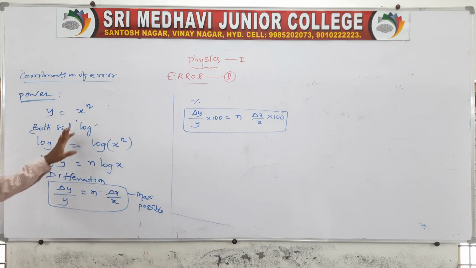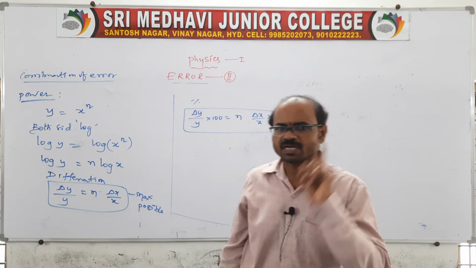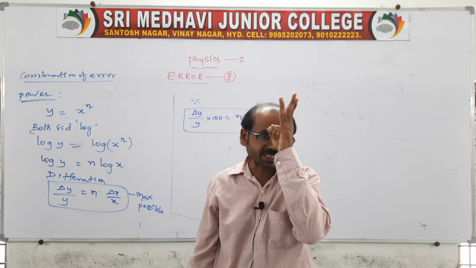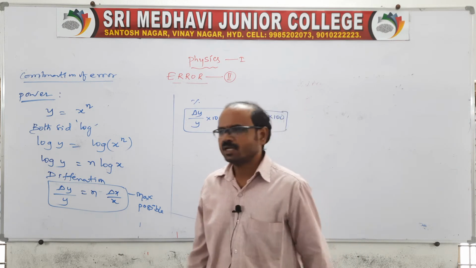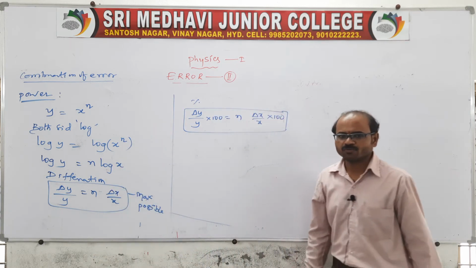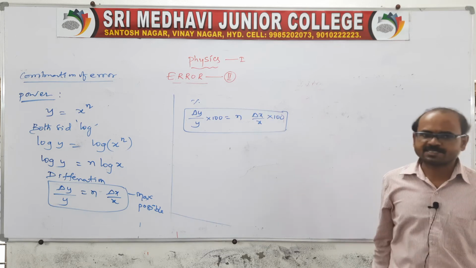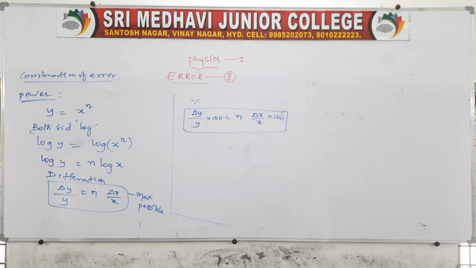So this is the power in combination. Now we have the combinations: addition is over, subtraction is over, multiplication is over, division is over, and last, power is over. Now we know all combinations. Now let us take one example problem regarding all these applications. I'll give you an example problem related to all combinations of errors.